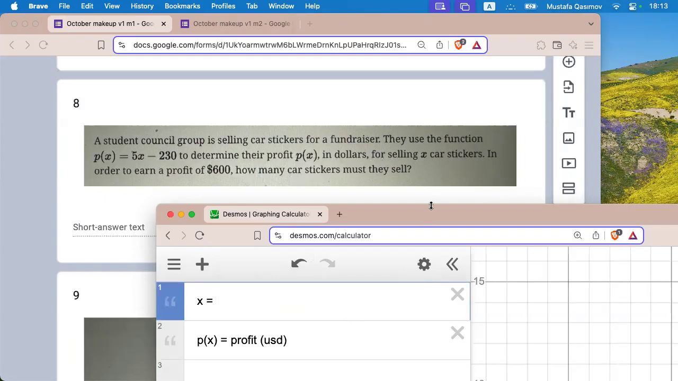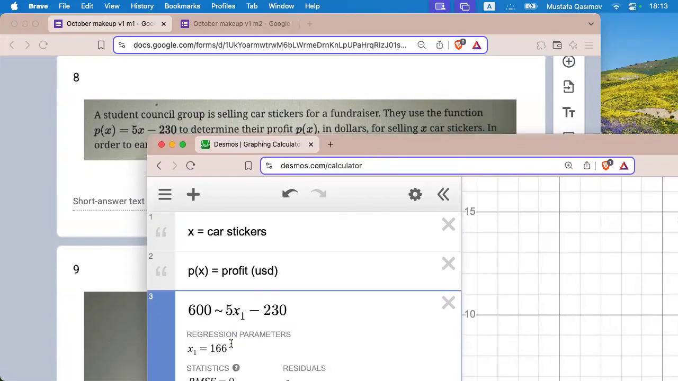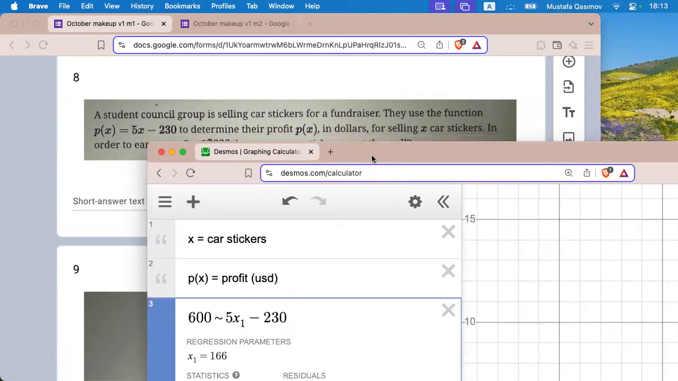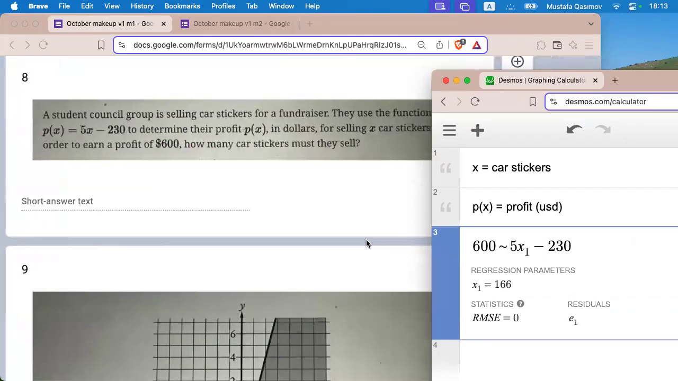Selling car stickers. And here you can see that it says, in order to earn a profit of $600, what is the value of x? Shortly, we have to write it like this: 600 is equal to 5x minus 230. Then write instead of x 1 like that. Then use this sign, 166. You can also solve it just using paper and pencil, but when you use it, you can make miscalculations.